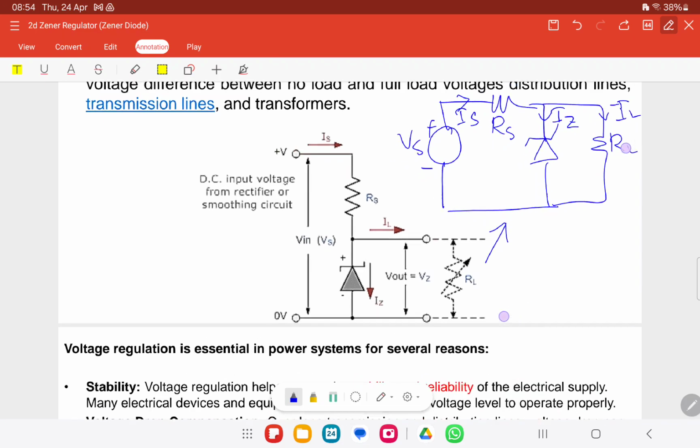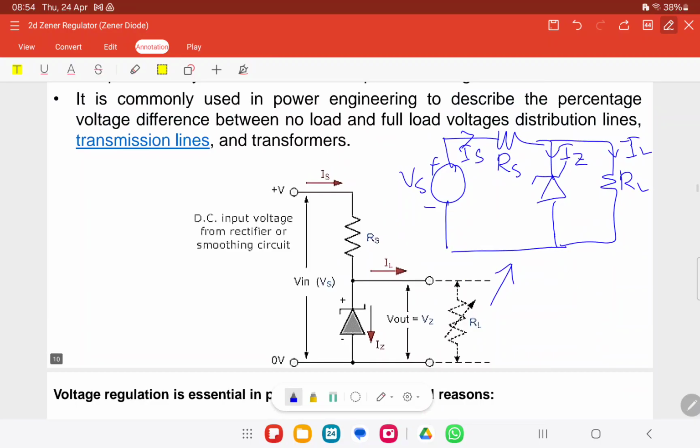Okay, so if we do the KCL, how to do the KCL? IS equals IZ plus IL. Yes, this is the KCL.